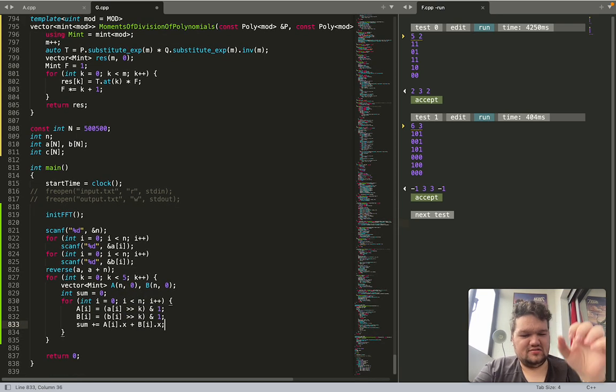So I said that the sum of ORs will be just the number of ones, which is calculated as the sum, minus the sum of ANDs, which will be calculated using FFT, because AND is the same as just taking a product. So we want the sum of products with shifts, but after reversal, that's just a convolution.